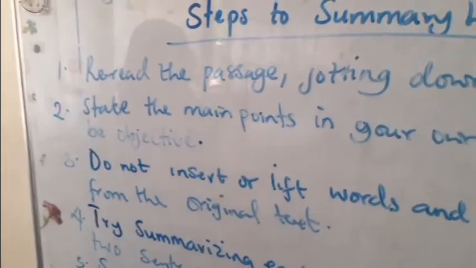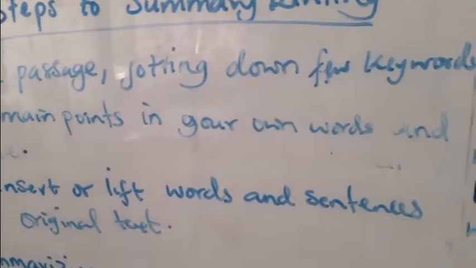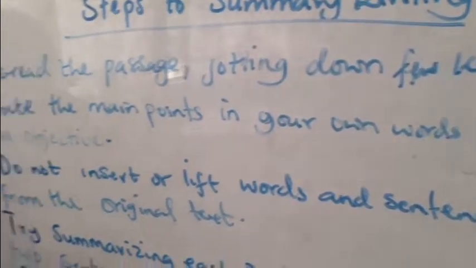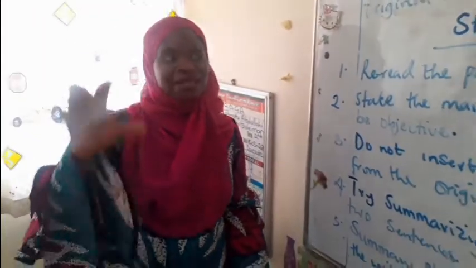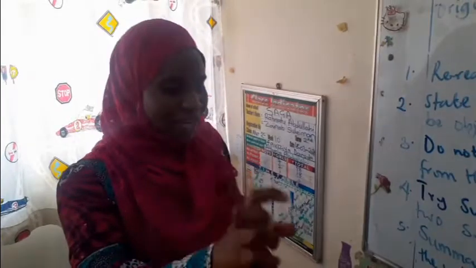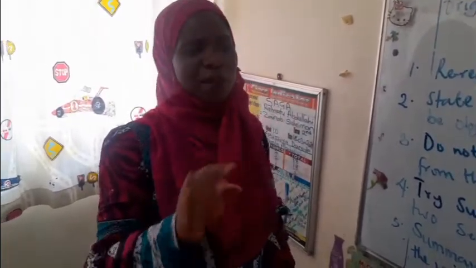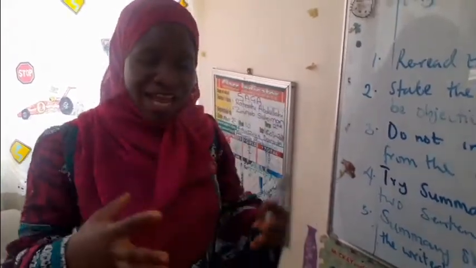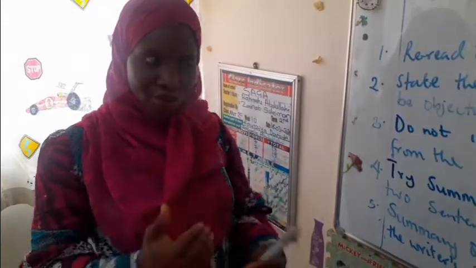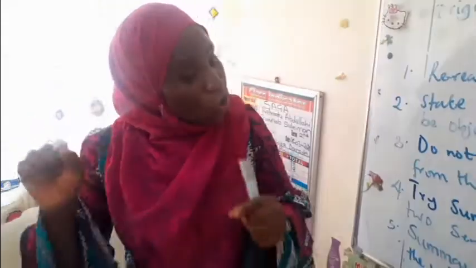Then number 2, you are to state out the main point in your own words. When you read, of course, passages are written in sentences and paragraphs. Every paragraph contains a main idea. You are to pick it out and write it in your own words. In summary, you're not expected to lift a whole sentence and write. That's why it is called summary. They say make short, make brief. So you're supposed to make short of what you have read in your own words.